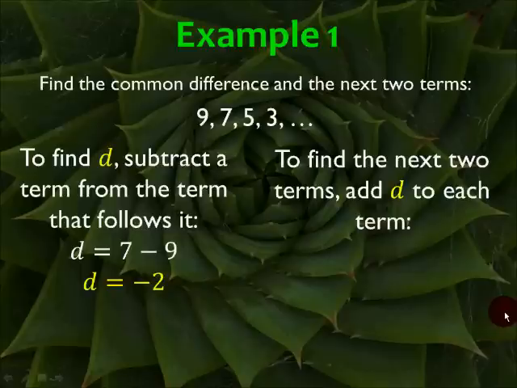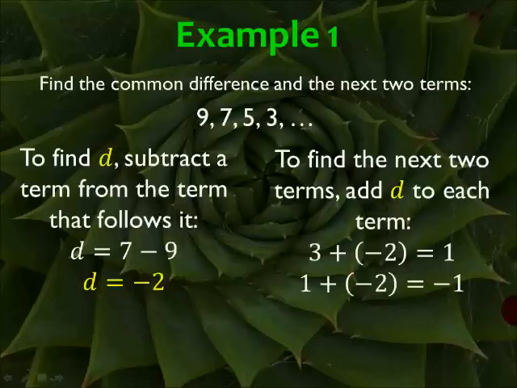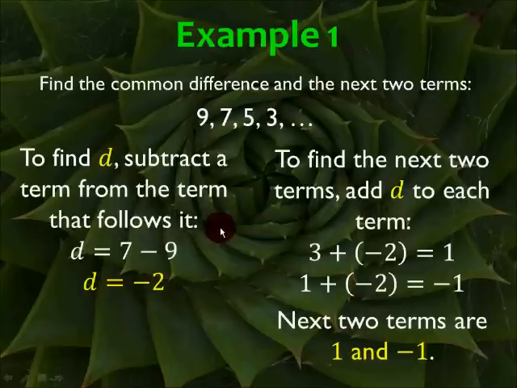Now to find the next two terms, add D to the last term and keep on going. So 3 plus -2 is 1. 1 plus -2 is -1. So the next two terms are 1 and -1. So the first step, find the difference. And the difference is either positive or negative. In this case, negative, because you can see the terms decreasing. To find the next two terms, just take the difference and keep on adding it to the end of the sequence you want to know.